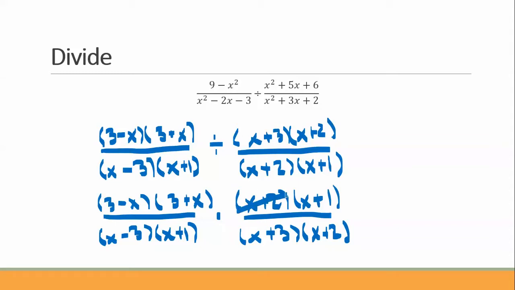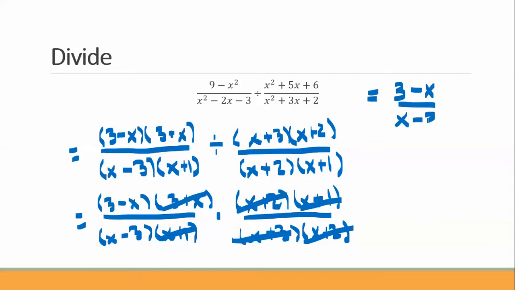So there's an x plus 2 and an x plus 2 in numerator and denominator. Remember, 3 plus x and x plus 3 are the same, so those can divide out. And we have x plus 1 and x plus 1. We'll put an equal sign on these because they're all equal, and then I'm going to come over here. So that's equal to 3 minus x over x minus 3.